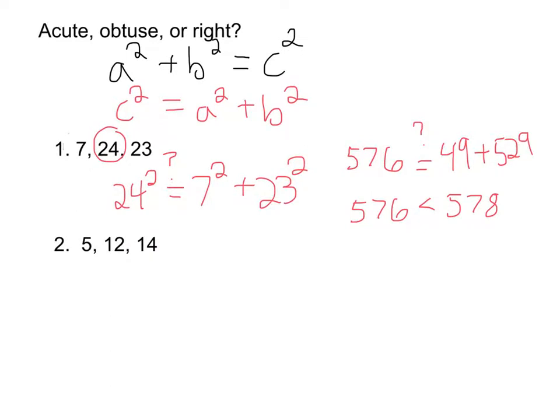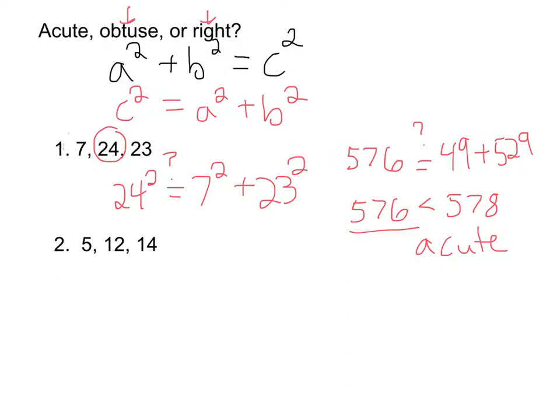So if the c squared is less than the right-hand side, that's going to indicate that our triangle is acute. And you can think of that because an acute angle is less than 90 degrees. If it turned out to be greater than, we would declare obtuse, and as you saw in the last video, if it is equal to, that would be a right triangle.